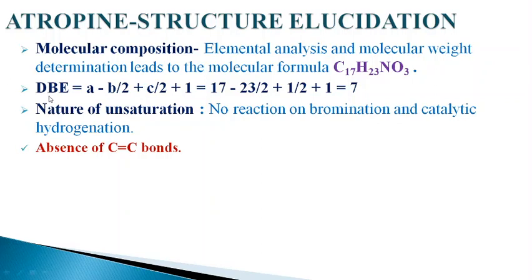Next we come to the double bond equivalence, which gives an idea about the unsaturation present in the compound. It is given by the formula A minus B by 2 plus C by 2 plus 1, where A represents the number of carbon atoms, here 17, B represents the number of hydrogen atoms, here 23, and C represents the number of nitrogen atoms, which is 1. Substituting the values, we get the double bond equivalence equal to 7.